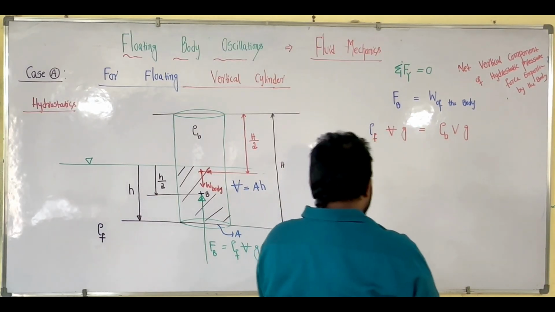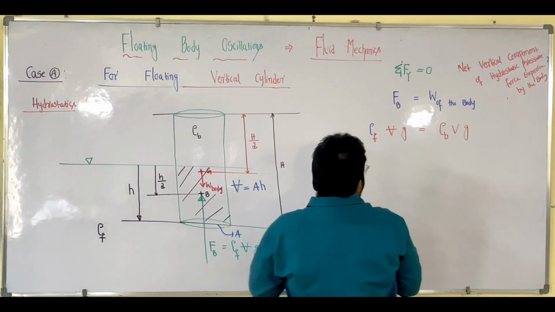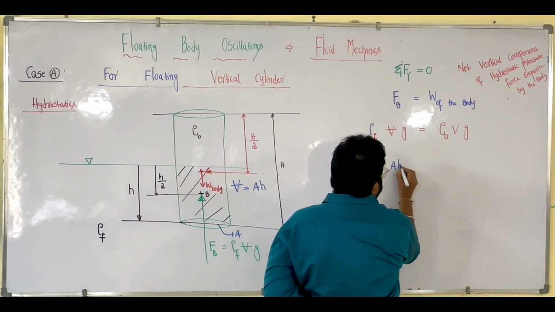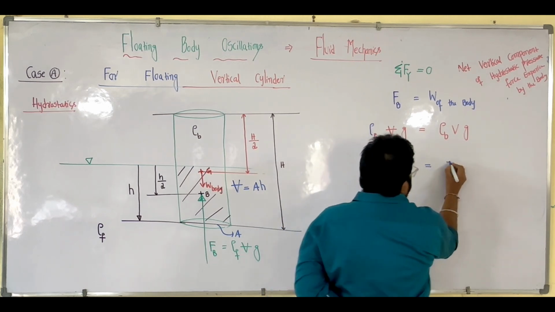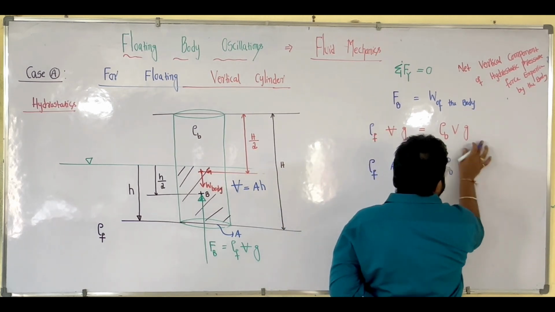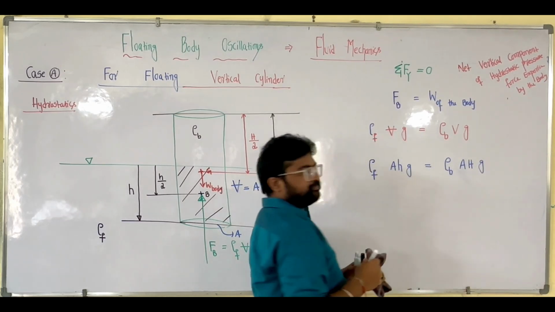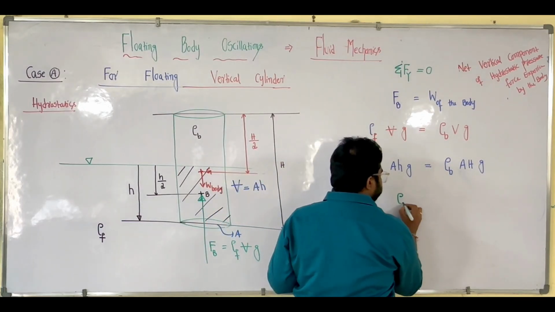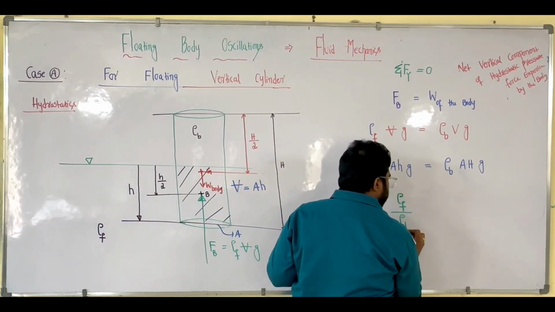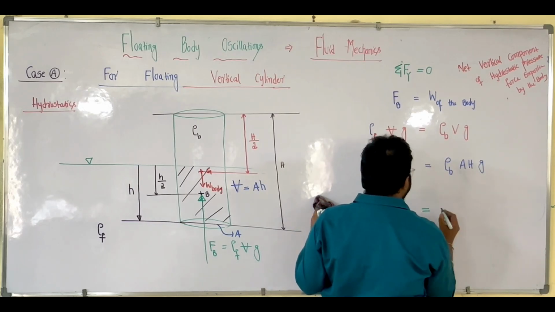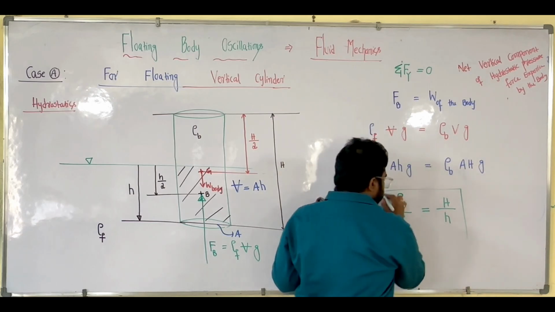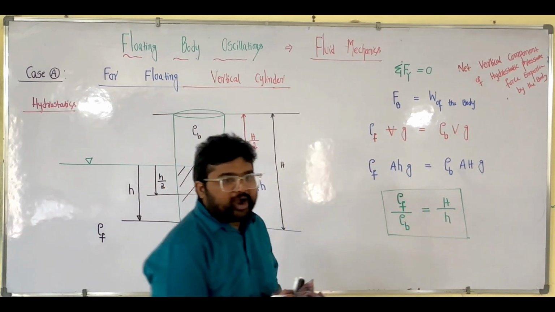Now tell me, g gets cancelled out. We can confidently write density of the fluid into A into small h equals density of the body into volume, A into capital H. What is the volume of the cylinder? A into H. Clear? Now tell me, density of the fluid by density of the body equals how much? Capital H by small h.